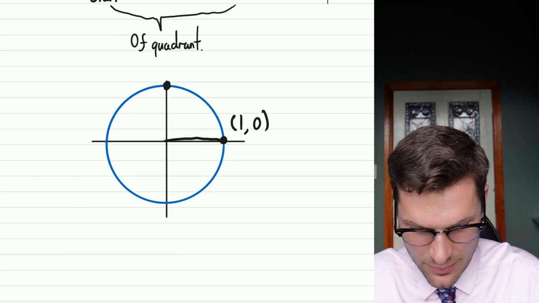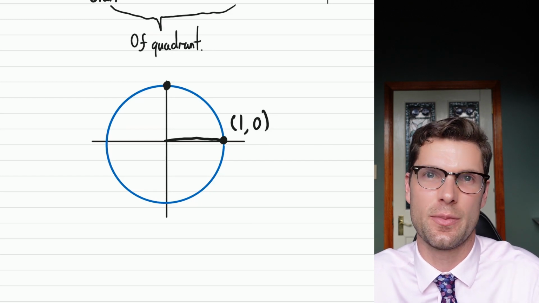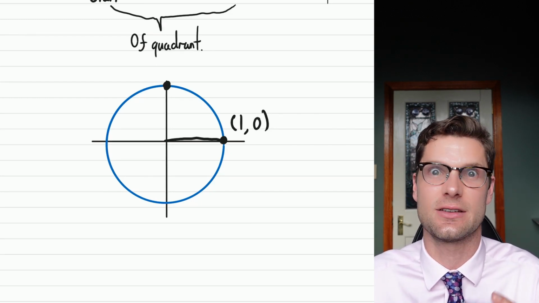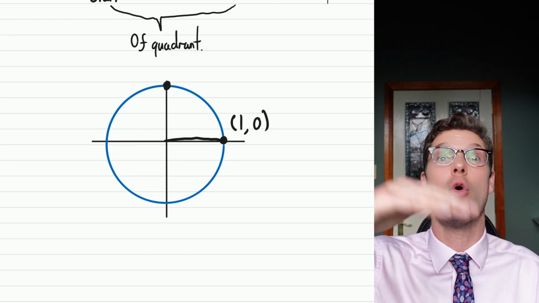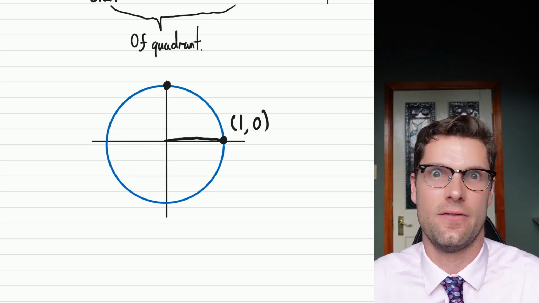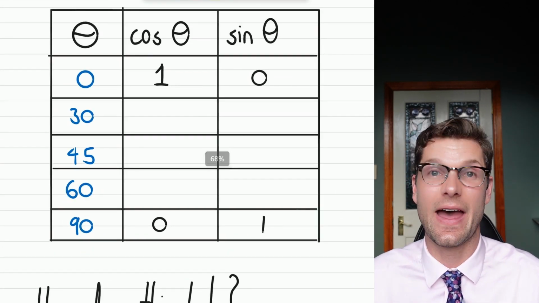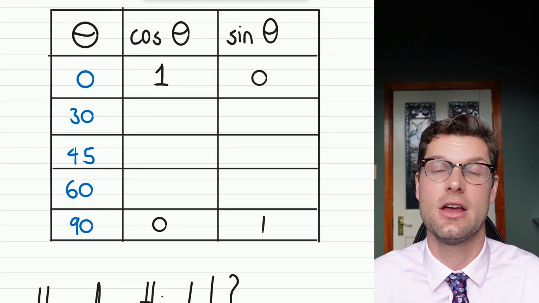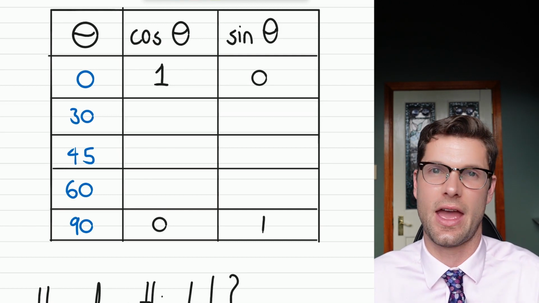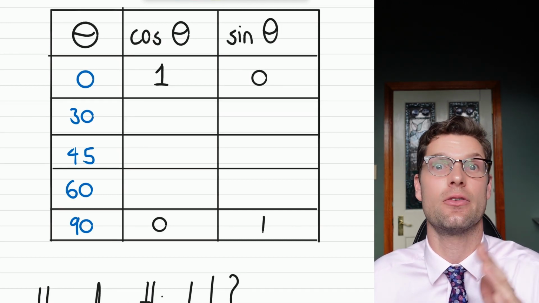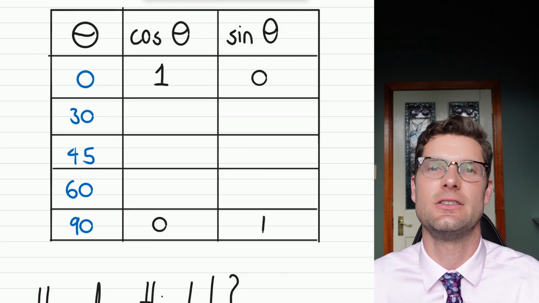Sine of 90 is up here, and that has the exact opposite relation. X hasn't moved, so cos 90 has to be 0. But it has gone all the way up, so sine of 90 has to be 1. And we can see in our table that they are complements of each other. So at 0, cos theta is equal to 1 and sine theta is equal to 0. At 90, or the exact opposite, these two numbers switch.